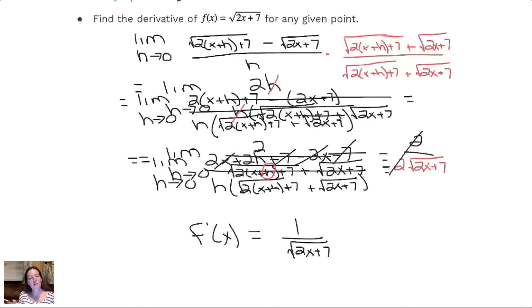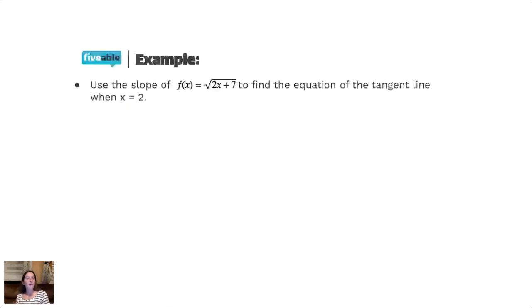The nice thing about this versus the first example we did is, since I know it works for any point, I now can go ahead and ask you questions about a specific point. So if I want to know what the slope of the curve is at x equals 2, you could tell me that, right? You could plug 2 in for x and give me that information. So that's what we're going to do here. And it's a perfect example of a question that the AP test asks all the time, using f prime of x to find something useful. So I want to use the slope of f of x that we just found to find the equation of the tangent line when x equals 2.